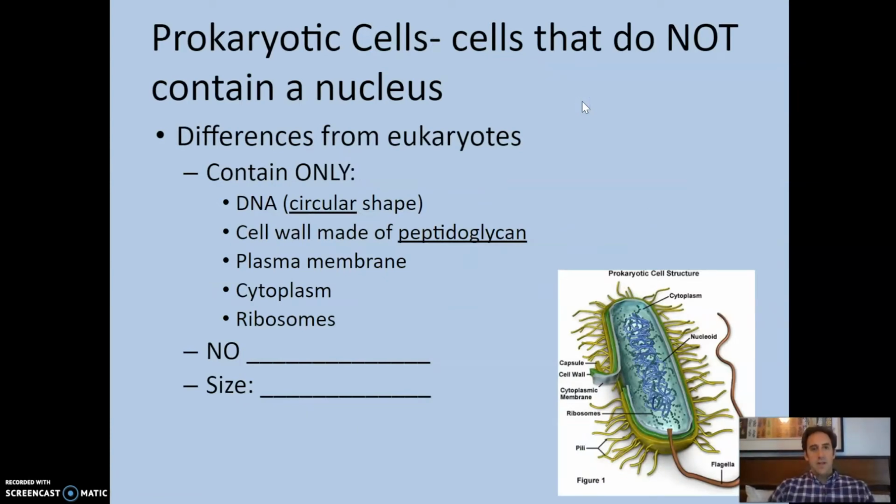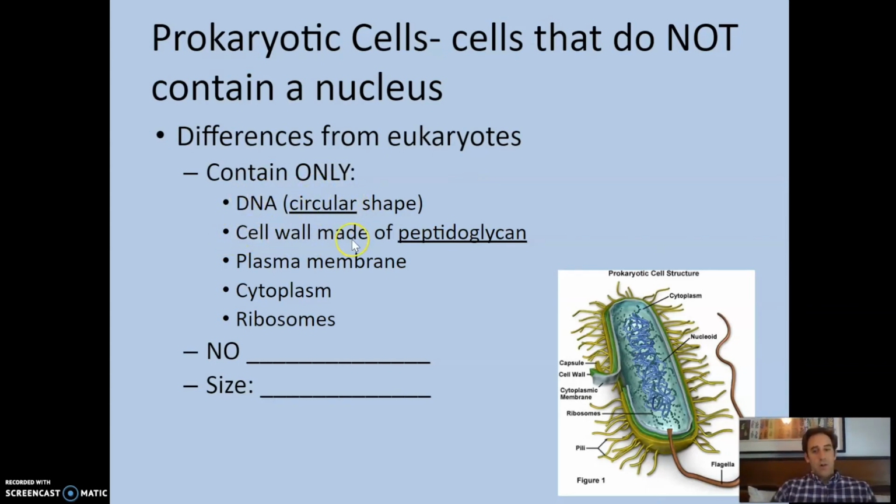Prokaryotic cells, then, these are the cells, remember, that do not contain a nucleus, and they're different in a number of significant ways from eukaryotic cells. They contain only the DNA, but it's in a circular shape. So in eukaryotic cells, we didn't really talk about this, but the DNA is arranged in chromosomes. In prokaryotes, it's a circular shape.